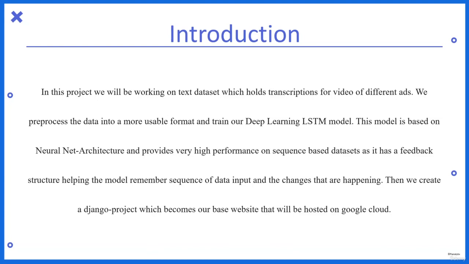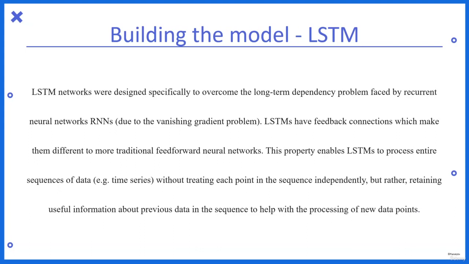Then we create a Django project, which will become the website that we are going to host on Google Cloud. So, building the model, which is the LSTM model. LSTM networks were designed specifically to overcome the long-term dependency problem faced by RNNs due to the vanishing gradient problem.